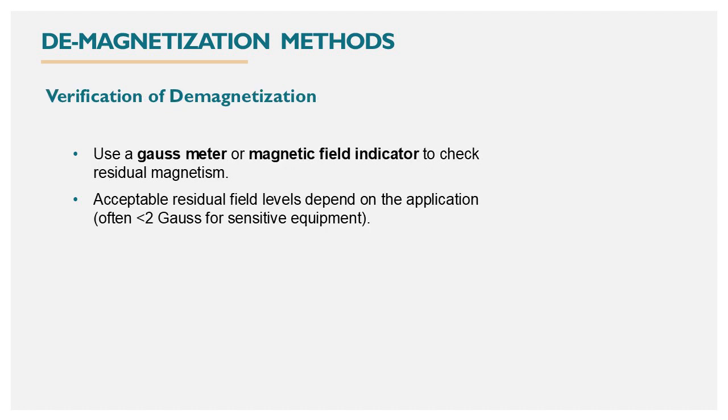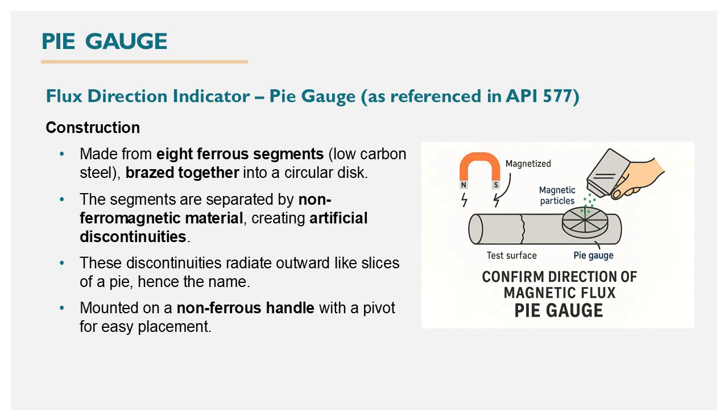How to verify demagnetization: use a Gauss meter or magnetic field indicator to check residual magnetism. Acceptable residual field levels depend on the application, often less than 2 Gauss for sensitive equipment. Flux direction indicator, pi gauge, as referenced in API 577.